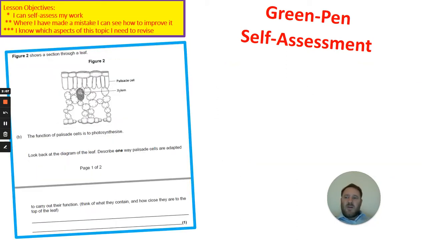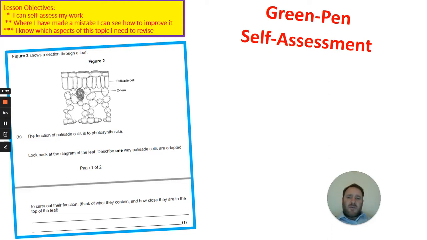Okay, question 1b. We've got a cut section here of a leaf. So imagine you've got your leaf, you turn it to the side, and you've got the very tiny thin part of the leaf. That's what the image shows. And we're looking at one way Palisade cells are adapted to carry out their function. So how do they do what they do?